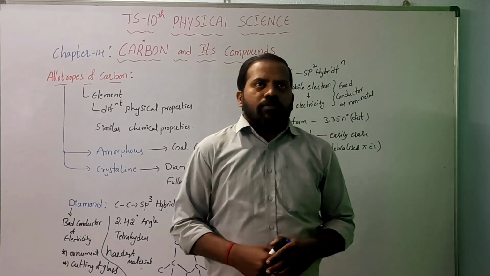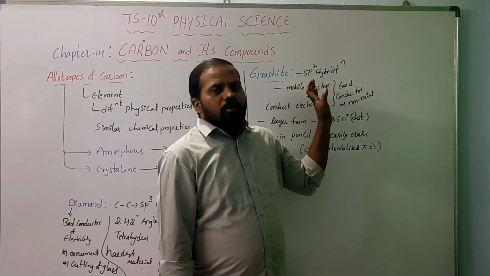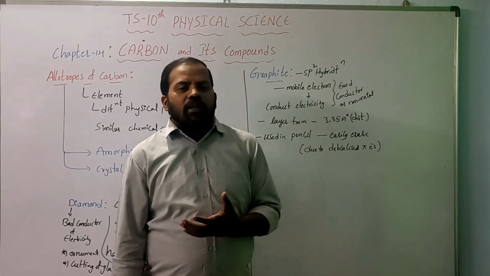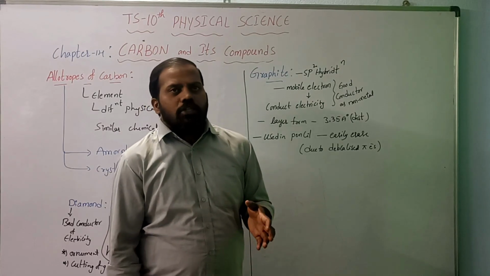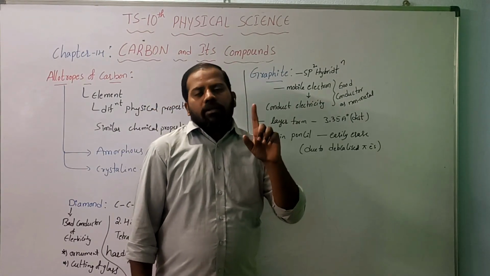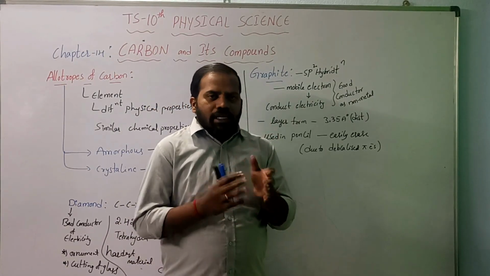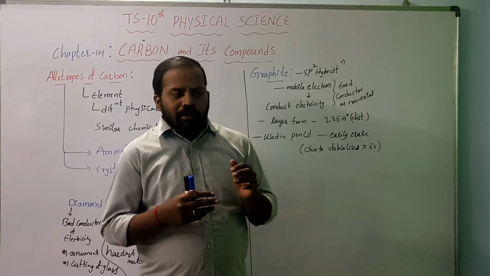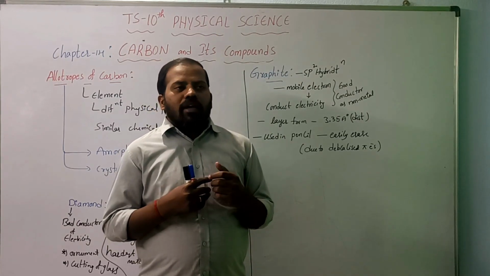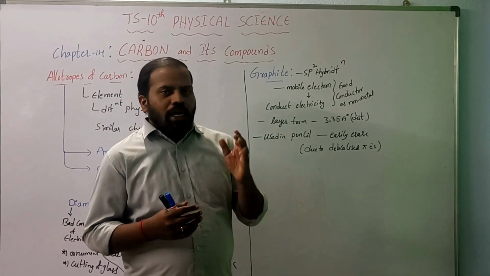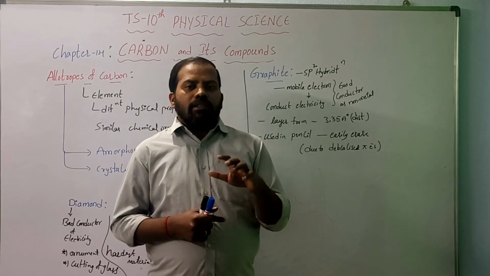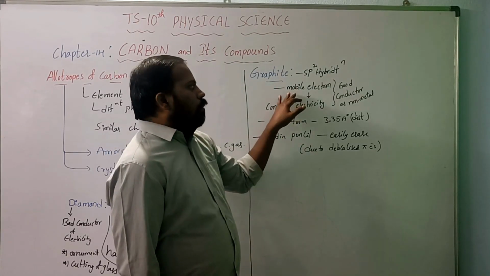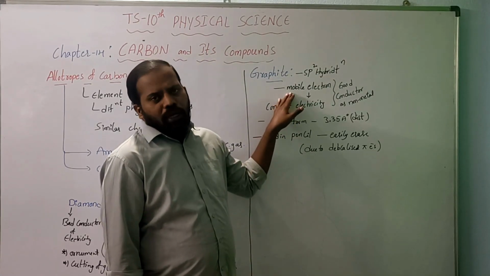Coming to graphite. In graphite, the hybridization is sp2. The carbon is involved in sp2 hybridization, which means there is an unpaired electron that can act as a mobile electron. Due to this mobile electron, graphite conducts electricity. Even as a non-metal, it conducts electricity due to the mobile electron, or simply we can say free electron.